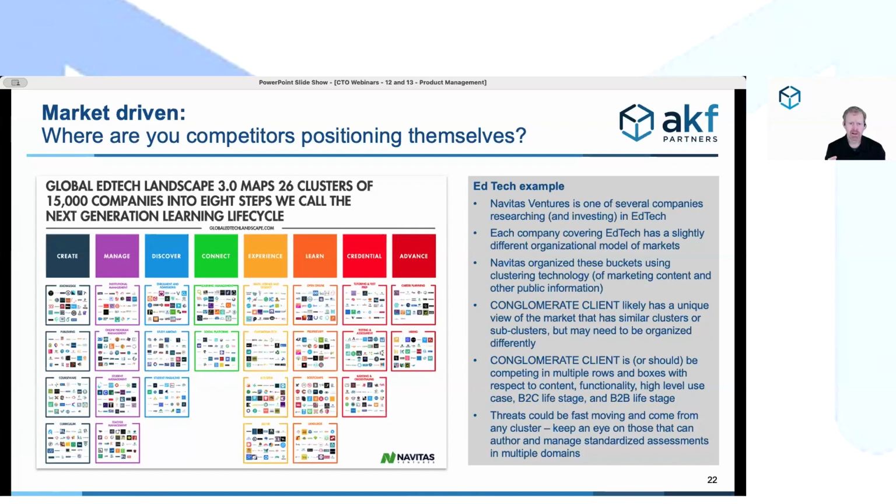So we had a client that was in the education space. They had acquired 20 some learning management systems, and they realized they needed to consolidate those down. In order to do that, they needed to do a market study like this.